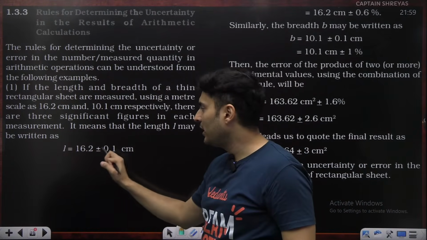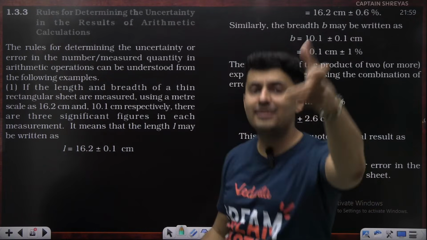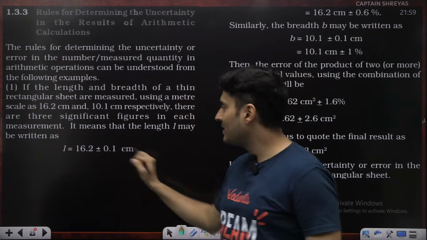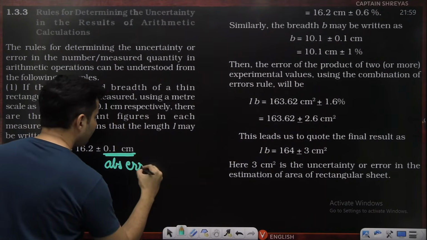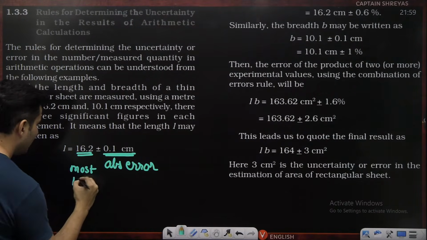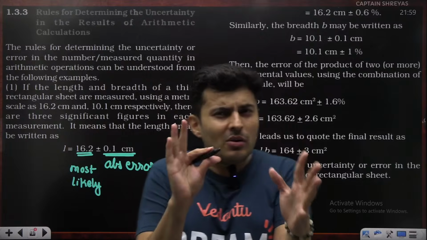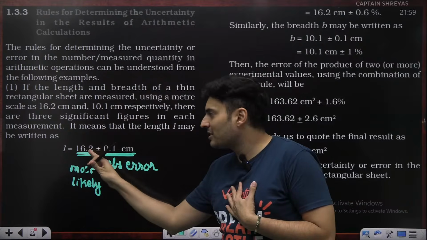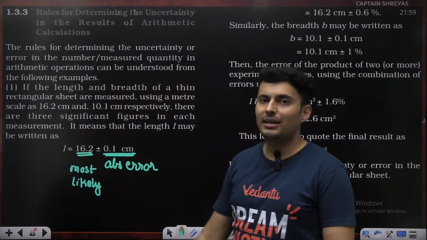So that's why it is 16.2, and there is a 0.1 centimeter uncertainty in it, hence plus minus 0.1 centimeters. This is your absolute error, and this is your most likely value. Most likely it is 16.2, but I'm not very sure. We have to give it some benefit of the doubt. It could be 16.3 also. It could be 16.1 also. So that is what it means.